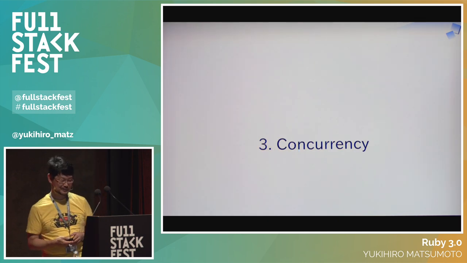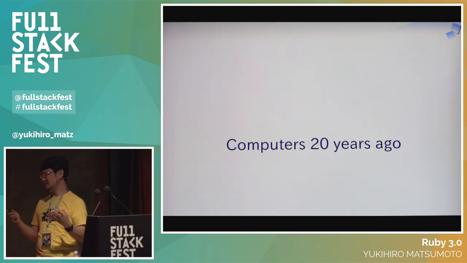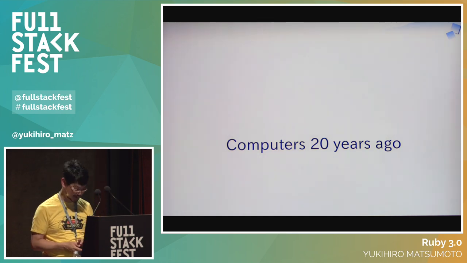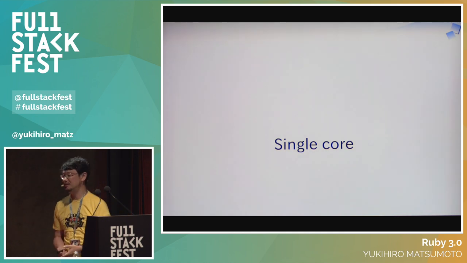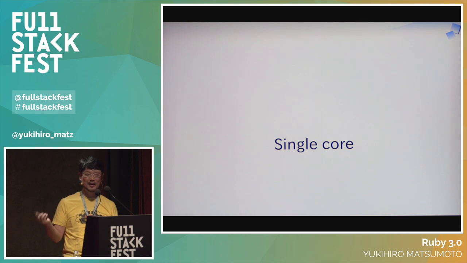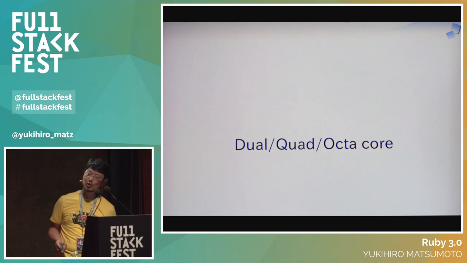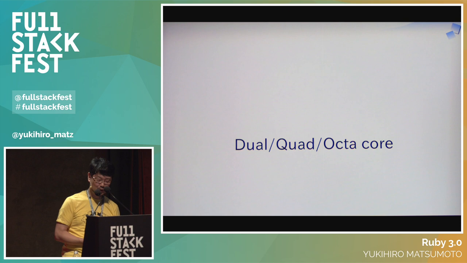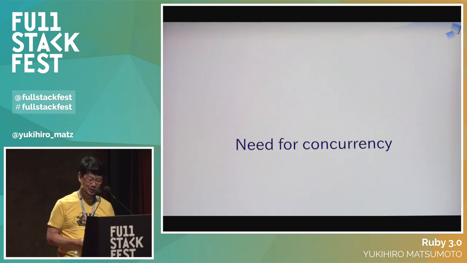And concurrency is the big issue. When I started designing Ruby 20 years ago, actually 22 years ago, computers had only one CPU, so we didn't have to worry about multi-core. But these days we have dual core, quad core, octa core, or even more cores in a computer. So we have to utilize these cores. We really, really need concurrency.